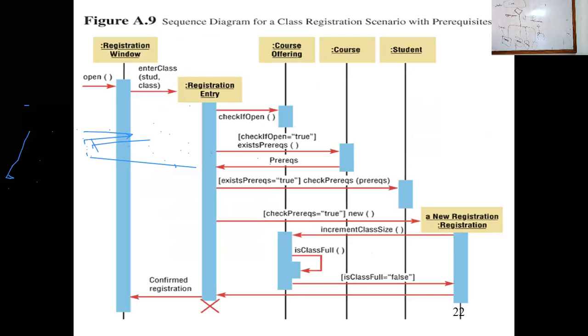You can see a sequence diagram here, and these yellow boxes represent the objects: registration window, registration entry, course, student. These are the things that are shown here in the diagram.